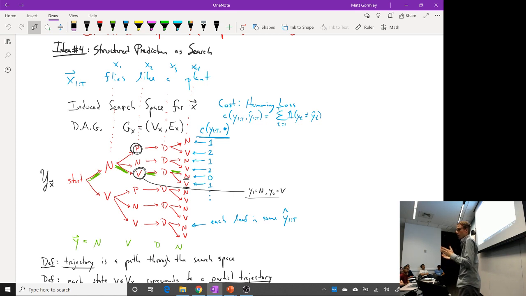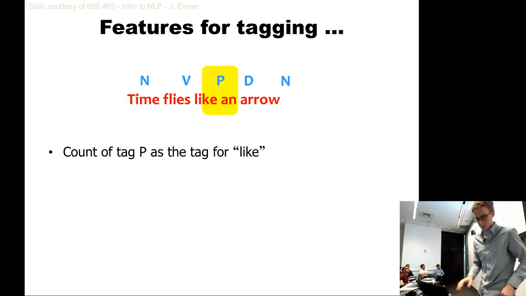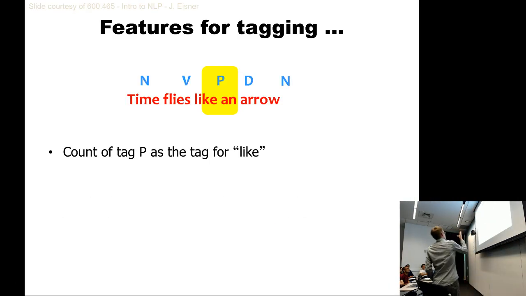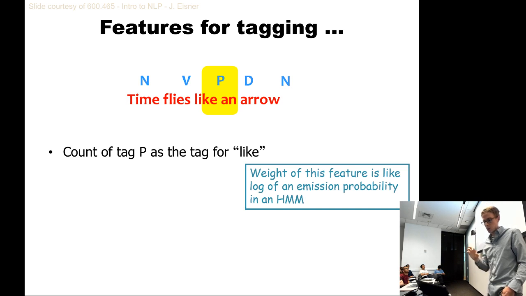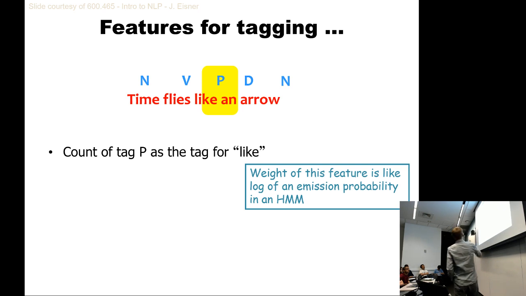Simple idea. Now we just need to come up with some features. So what could those features look like? Well, for this sentence, "time flies like an arrow," one thing that we could do is look at the number of times that the tag P appears as the tag for the word "like." And we could say that there's going to be some weight attached to that particular feature. If you've seen HMMs before, this should ring very familiar, because you can think of this as like an emission probability in an HMM.